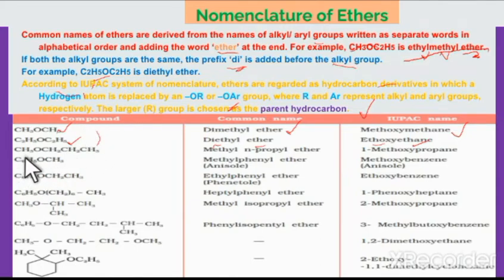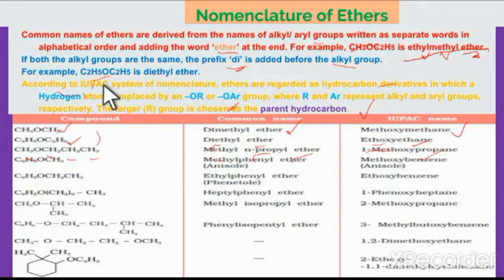Next one is CH3OCH2CH2CH3. Here one is the methyl group and the other one is the n-propyl group ether. The IUPAC name is 1-methoxypropane.